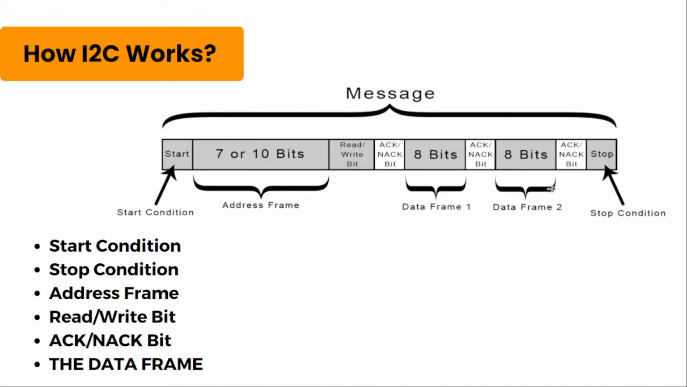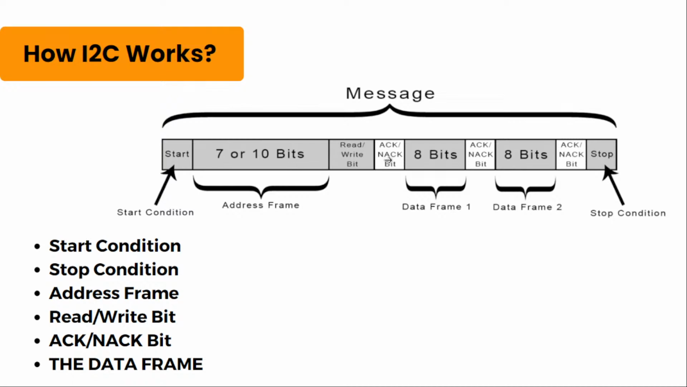So the data frame is always 8-bit long and sent with the MSB first. It is nothing but most significant bit first. Each data frame is immediately followed by an acknowledgement or non-acknowledgement bit to verify that the frame has been received successfully or not. The acknowledgement bit must be received by either the master or the slave, depending on who is sending the data, before the next data frame can be sent.